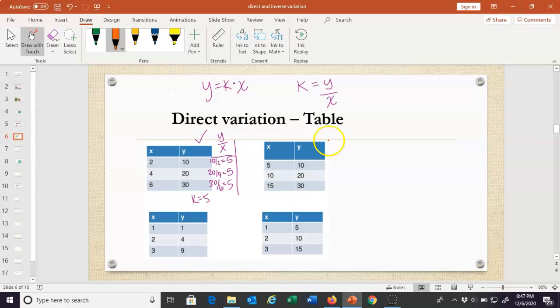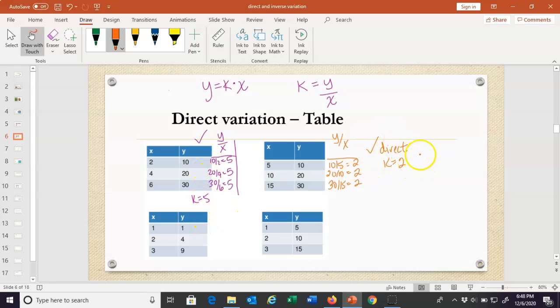Let me get a different color, because why not, right? Let's try this one. We're going to take the y value and divide it by the x. So 10 divided by 5, that's 2. 20 divided by 10, that is also 2. And 30 divided by 15 is 2. Yay! It is direct variation. We've proved it, and the k value is 2.